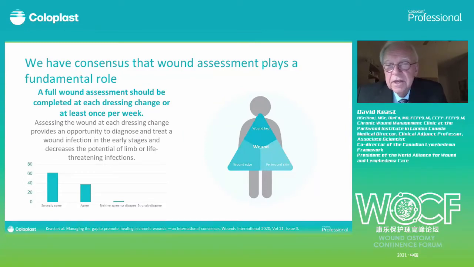So we have consensus that the wound should also be assessed on a regular basis. And furthermore, this group highly agreed that the wound should really be assessed at each dressing change. If you look at the graph down here at the bottom, you can see almost 100% either strongly agreed or agreed that assessment should occur at each dressing change, particularly looking for the risk of infection and increasing the protection of the wound. And in particular, we should use the triangle of wound assessment, looking at both the wound bed, looking at the wound edges, and looking at the peri-wound skin.